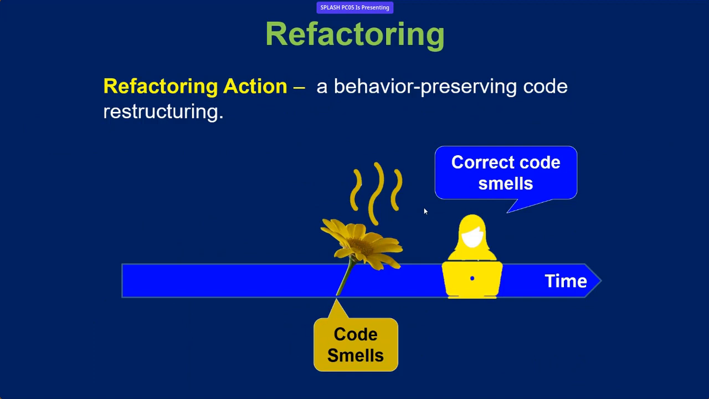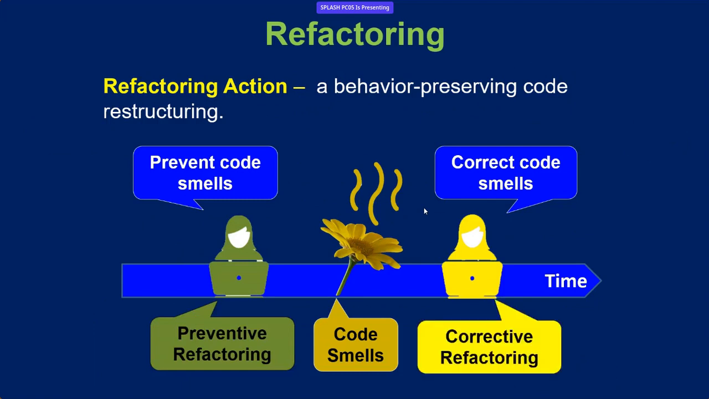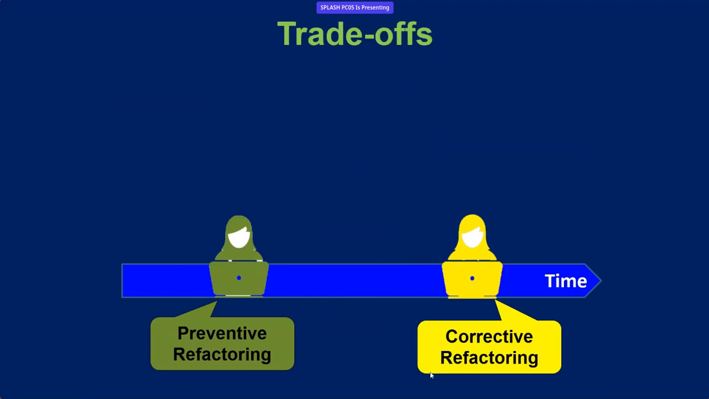However, it is also used early on to make the code more robust, and if at all possible, prevent certain code smells from occurring. We call this kind of activity preventive refactoring, and the other kind of activity corrective refactoring. Now, the difference between preventive and corrective refactoring is not only when the activity is done, but also by whom.